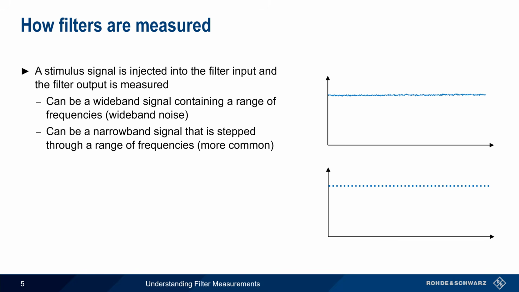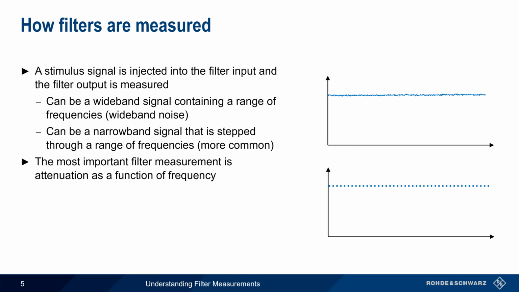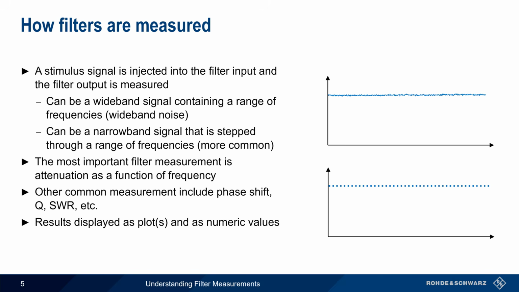As we'll see later in this presentation, there are many ways to quantify filters, but the most important of these is attenuation as a function of frequency. Other common measurements include phase shift, quality factor, etc., and we'll cover all of these in more detail shortly. Measurement results are often plotted together with important numeric values, and in many cases these plots and values are automatically produced by the measuring instrument.